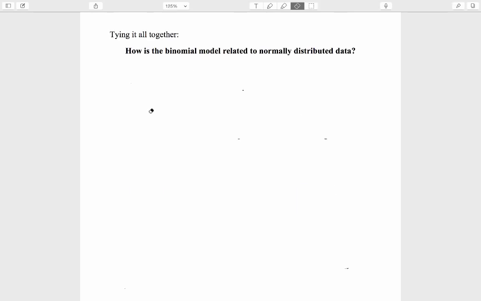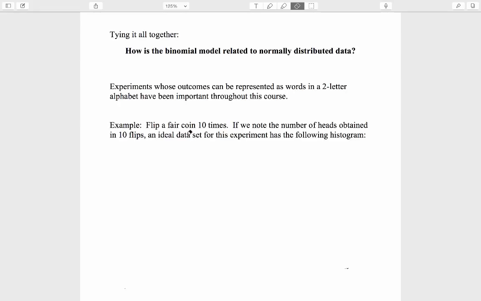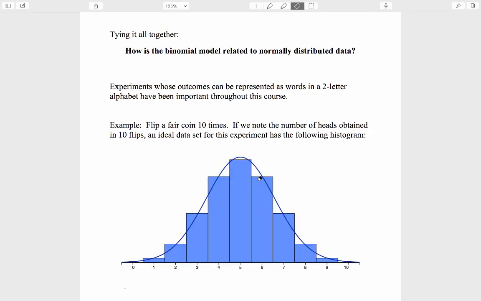How is the binomial model related to normally distributed data? Experiments whose outcomes can be represented as words in a two-letter alphabet have been important throughout this course. For example, flip a fair coin 10 times. If we note the number of heads obtained in 10 flips, an ideal dataset for this experiment has the following histogram. The height of each rectangle represents the probability of, for example, exactly 5 heads, exactly 6 heads, exactly 7 heads, exactly 8 heads. Finding any one of these probabilities is a job for the binomial model.